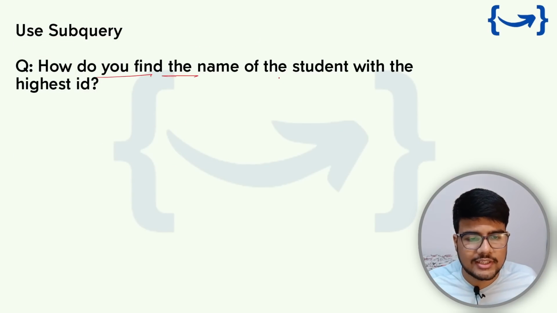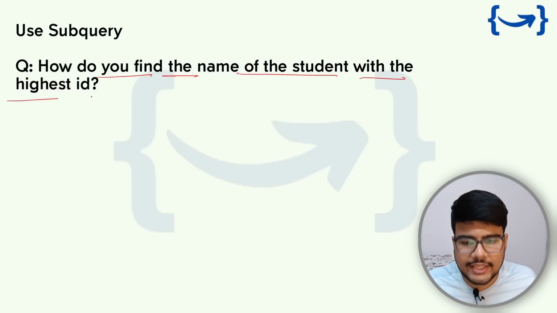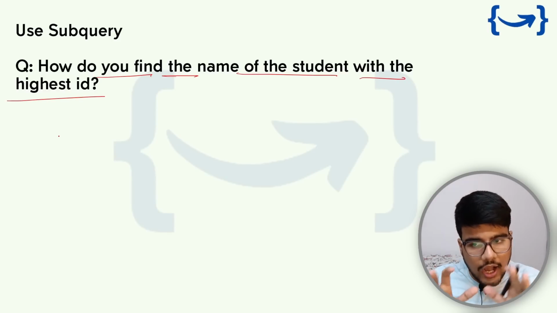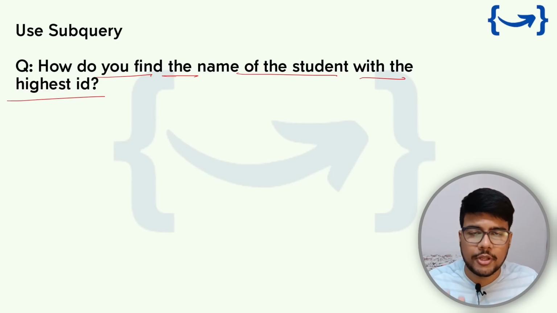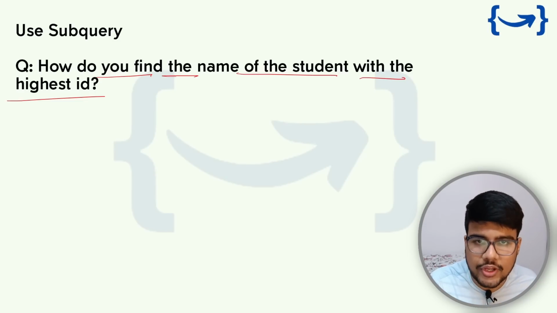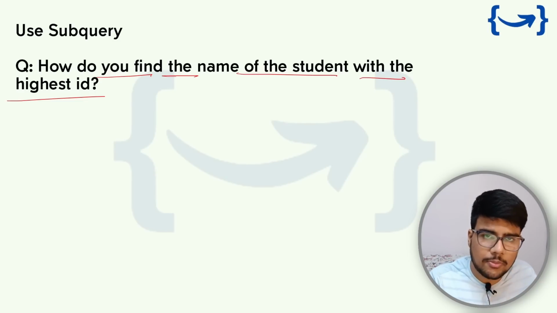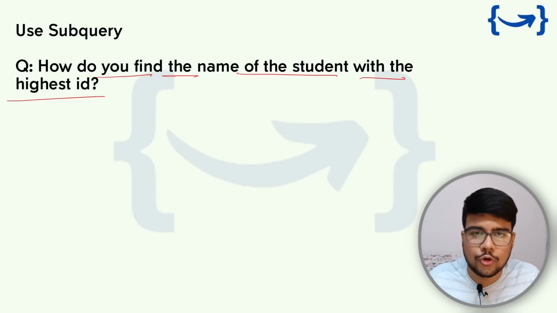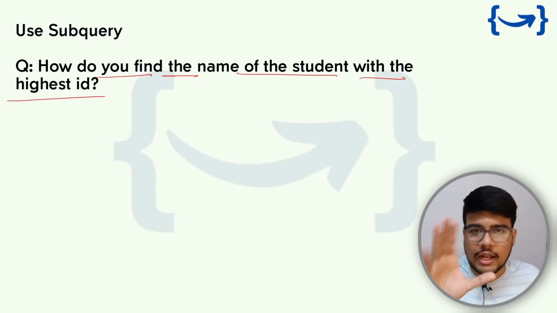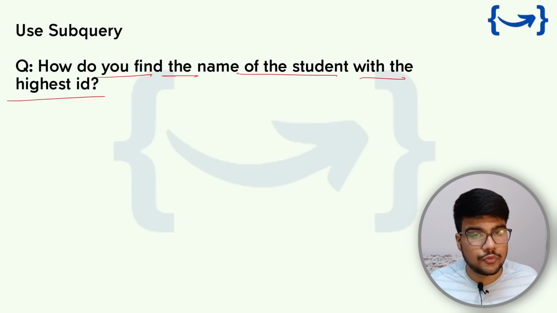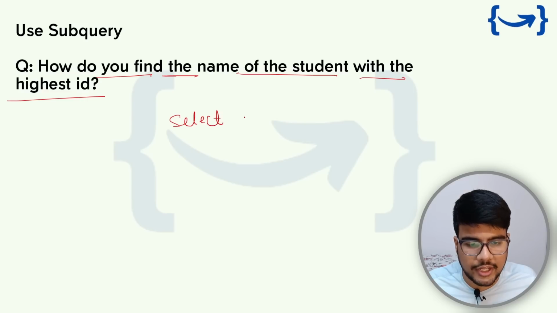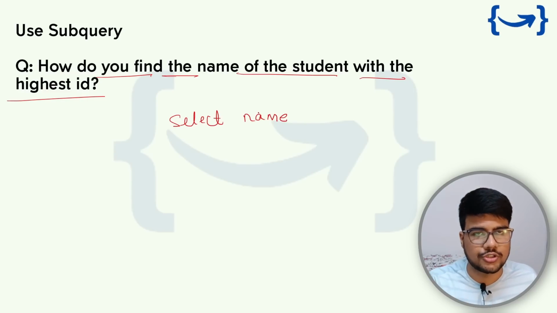How do you find the name of the student with the highest ID? Now, I gave you the hint about subquery. Do let me know whether you are able to write the subquery. But I will also let you know a very easy way to write this query, because using a subquery, the query time would be increased. But if you are able to write a query which will take less time, it is very nice for you. Okay, so what I need to select is the name, as the question states.